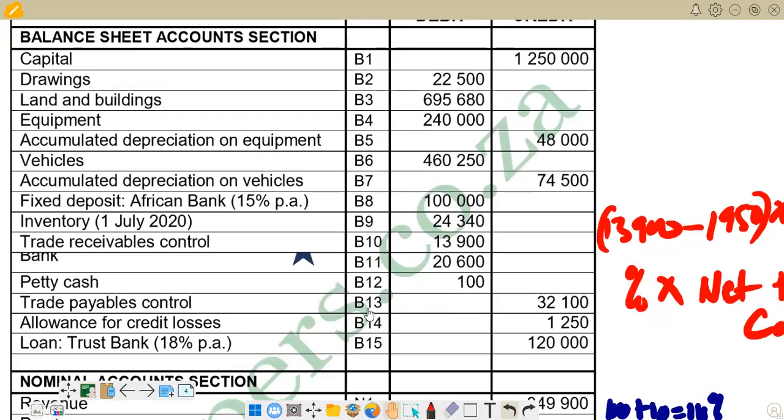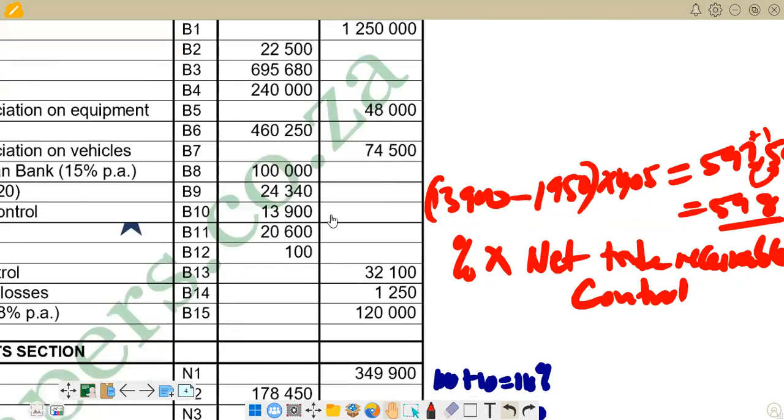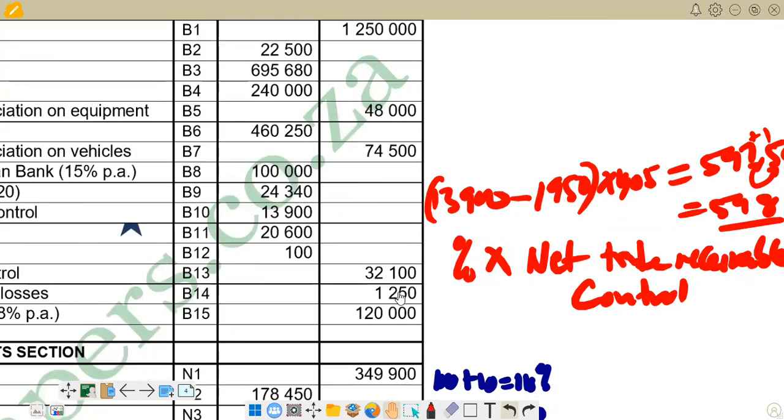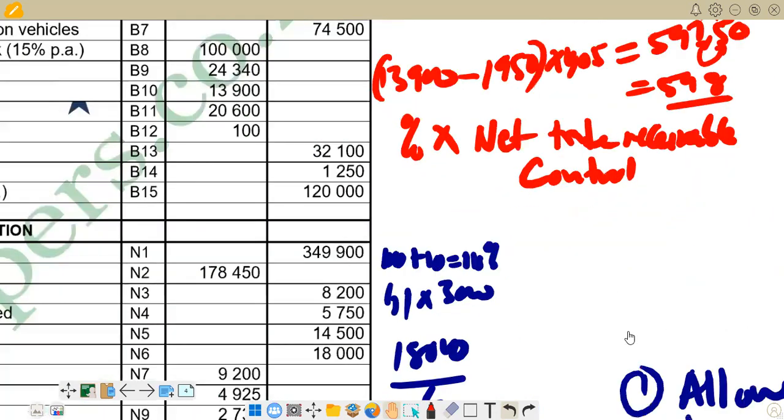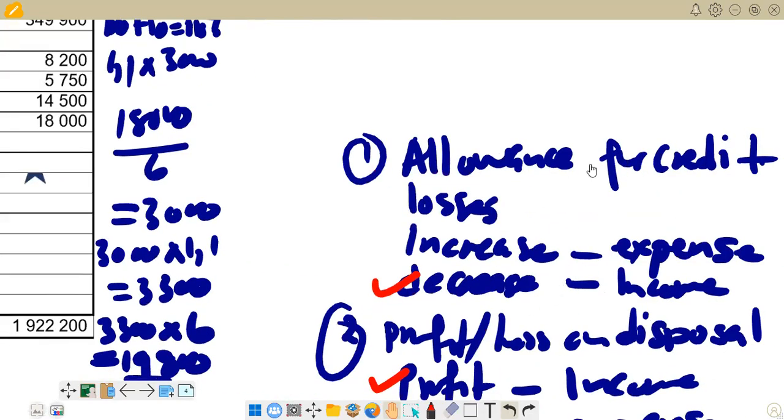It's here. This one was 1,250 the previous year, and this year is this figure that we got, which is 598. So it reduced from 1,250 to 598. So this represents a what? A decrease. So this is the decrease that I was explaining here. When it's an allowance for credit loss, it's a decrease, it becomes income.